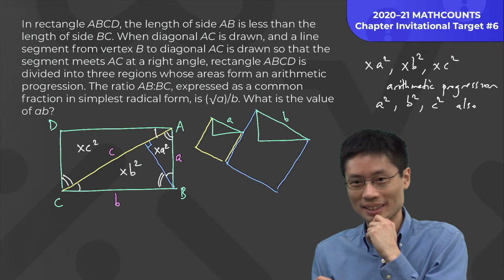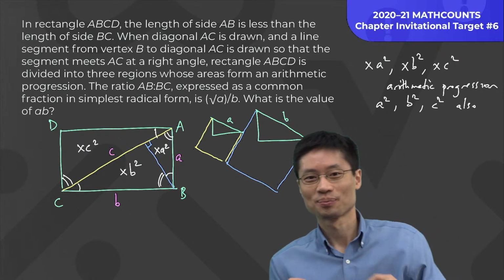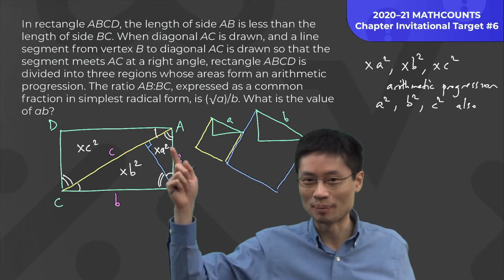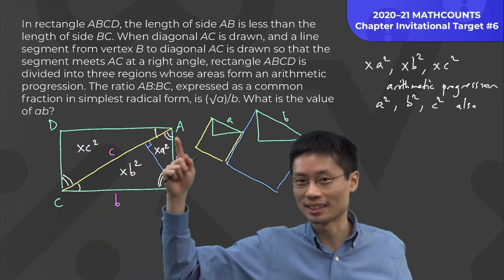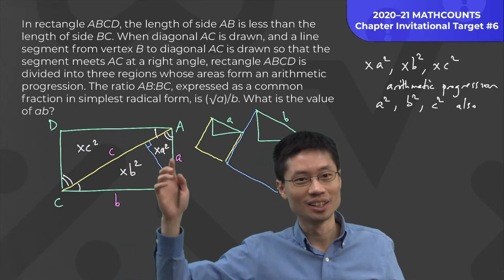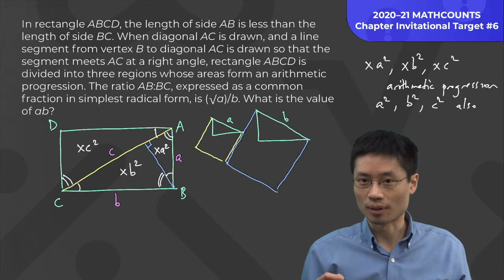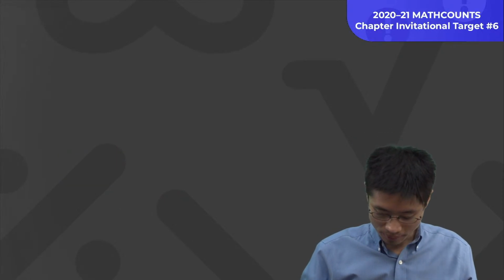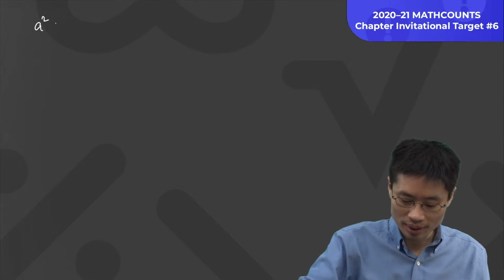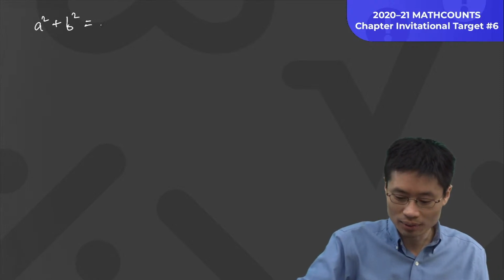What else do you know about a, b, and c? There's actually a nice fact about a, b, and c. I've got a Pythagorean theorem here. See? That's an a, that's a b, and that's a c. So I also know that a squared plus b squared equals c squared. All right, let's collect these facts on the next screen. I know from the Pythagorean theorem, a squared plus b squared equals c squared.